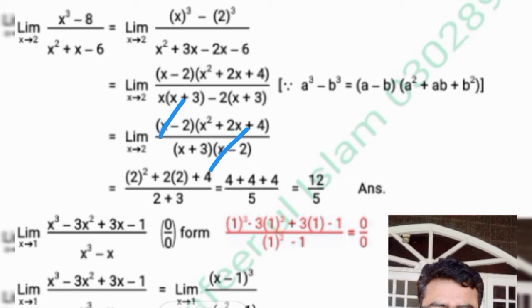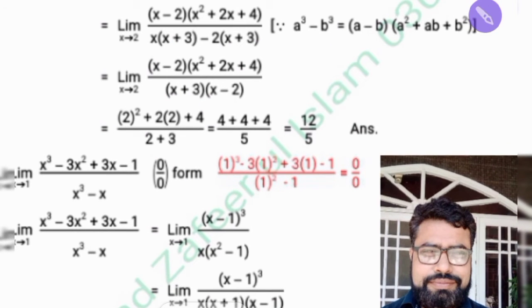After the cancellation, as I explained before, the 0 by 0 form will be removed. Now we can put the value of x in the remaining terms. As there is x square, we will put the value of x, that is 2, so it will be written 2 square. There is 2x and the value of x is 2, so we will write 2 into 2, and plus 4 will be written the same. In the denominator there is x plus 3 and the value of x is 2, and plus 3 will be written the same. Now we have to simplify it.